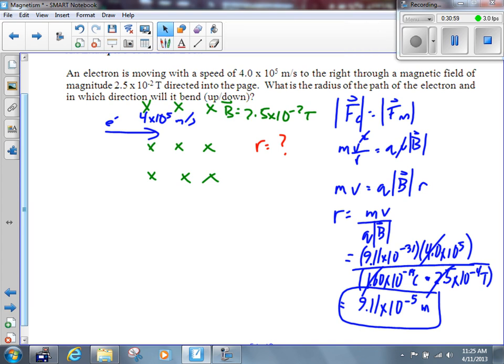Which way is it going to bend, up or down? Well, let's just use the hand rule for that. Thumb in the direction of the particle, fingers in the direction of the field, palm points downward toward the bottom of the page. So it's going to point down toward the bottom of the page.